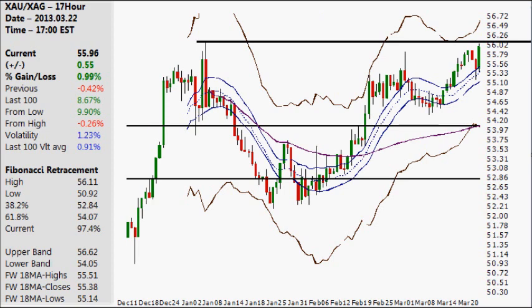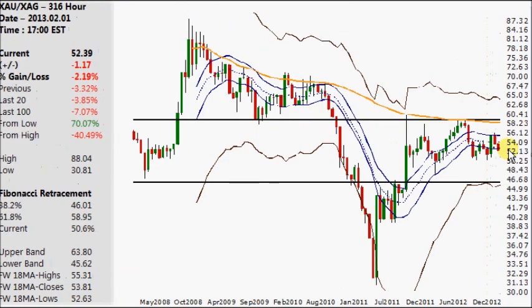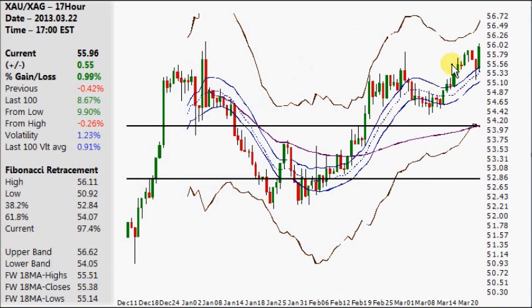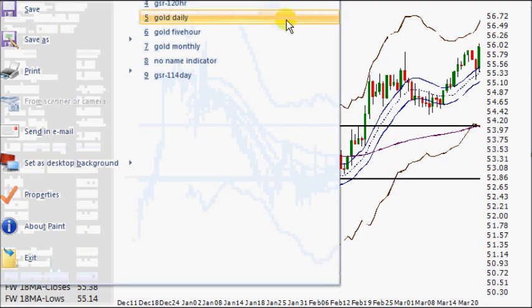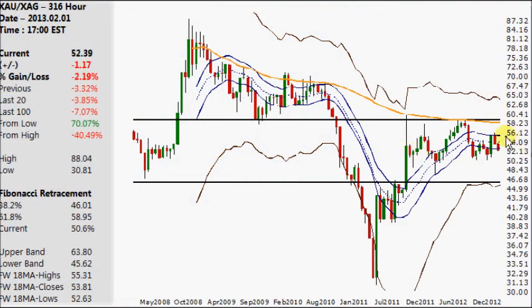Okay, so what we're going to do now is take a look at some older charts of the gold to silver ratio. No need to update them, but just update them of what has happened. So let's first take a look at this on the 316-hour. This is a chart I put up on the 1st of February. And of course, let me just show you the price, which is 55.96. So we're up to 56.